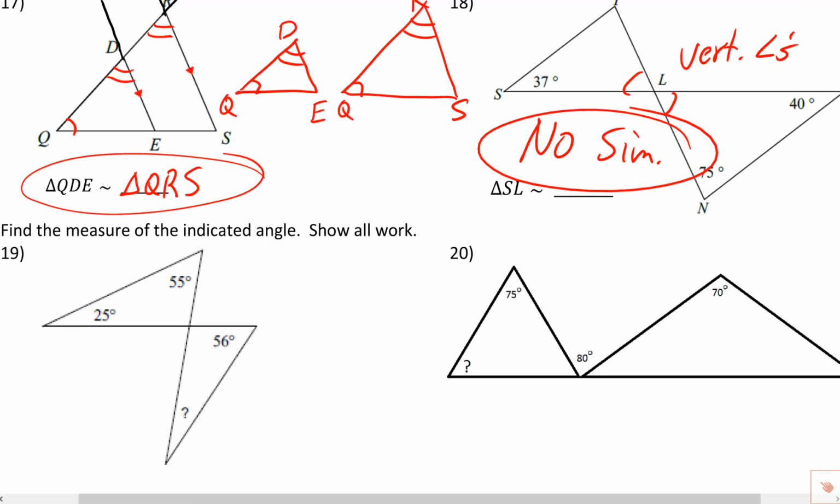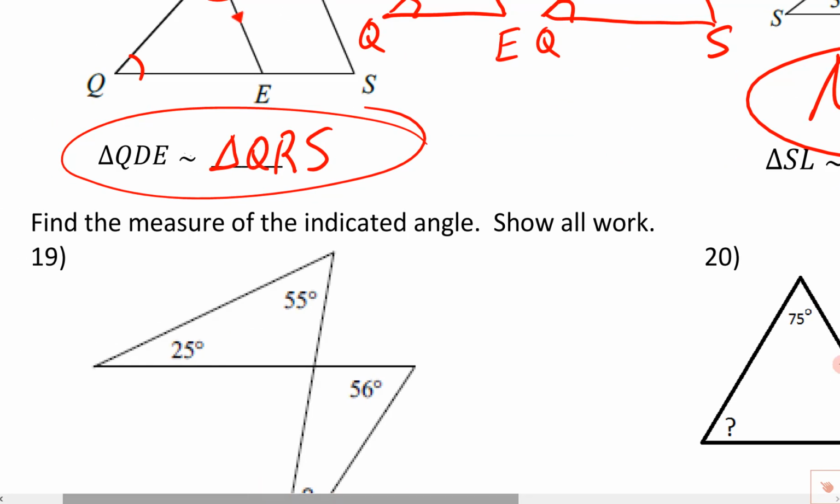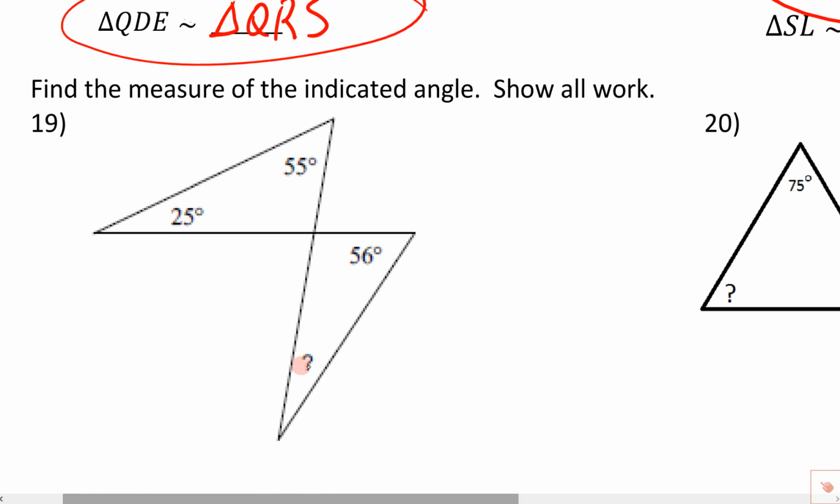So I'm going to blow this one up just a little bit. And let's take a good look at what's going on here. We need to find that missing angle down on the bottom, this one right here. We know that this one's 56, but we don't know this one right here. So if we take a look at this other triangle, though, we do know something about that. This is 25 and this is 55. So 25 plus 55 is 80 degrees.